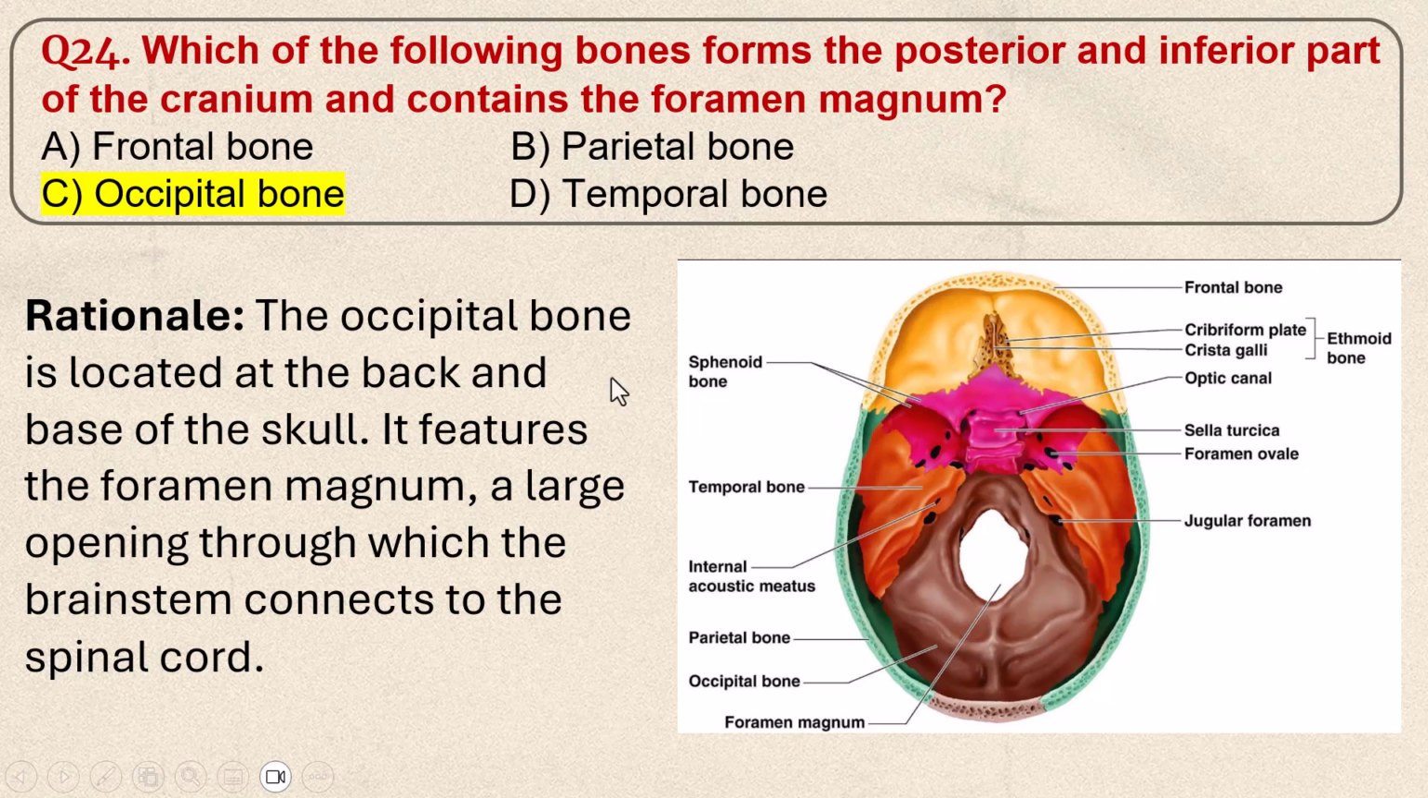Occipital bone. When you take the cross section of the skull bone, you can see this is the posterior and the occipital part. So you can see this is the occipital bone, the broad colored one, and it has the foramen magnum. The occipital bone is located in the back and the base of the skull, and it features the foramen magnum. It's a large opening through which the brainstem connects to the spinal cord.